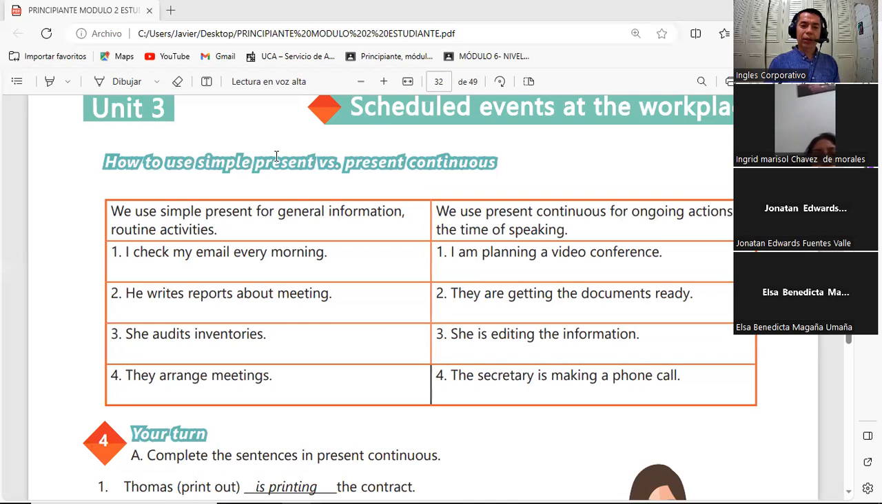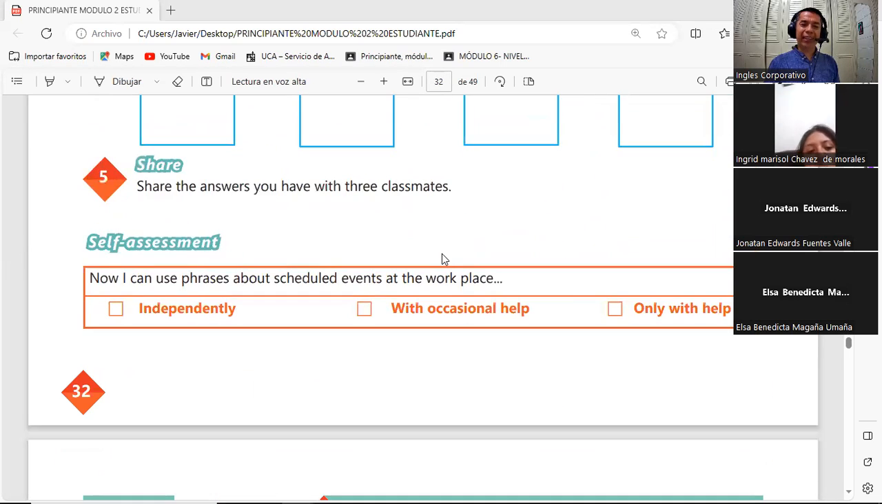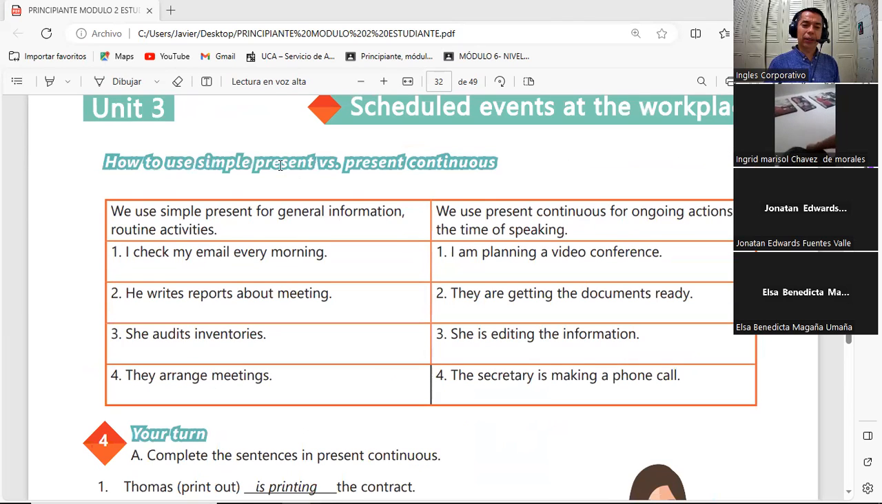Ok, please. Go to the manual on page number 32. Page 32. Look. How to use the simple present versus the present continuous. We use the simple present for general information, routine activities. Routine. Hábitos, rutina, right? The simple present. We use the present continuous for ongoing activities at the time of speaking. Ongoing, progressive, o continuous action, right? Acciones continuas que son ciertas al momento de estar hablando.